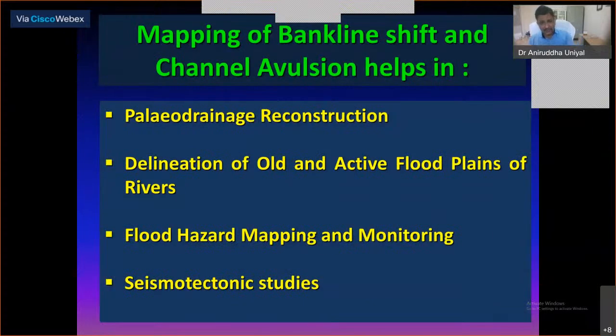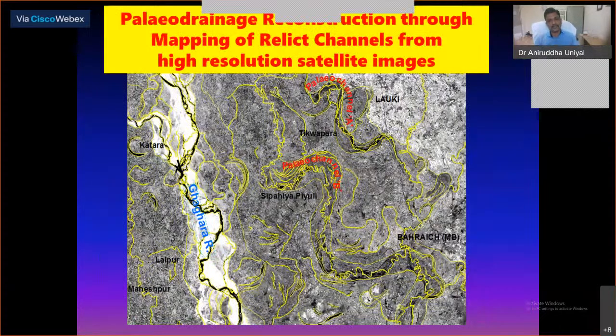Now, mapping of bank line shift and channel evolution helps in paleo drainage reconstruction. We can reconstruct the entire paleo drainage of a region. We can demarcate the active and old floodplains of rivers. We can have many inputs for flood hazard mapping and monitoring. Some seismotectonic studies can also be carried out by using these inputs of earlier courses of rivers. This is paleo drainage reconstruction.